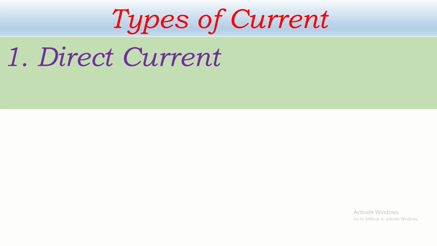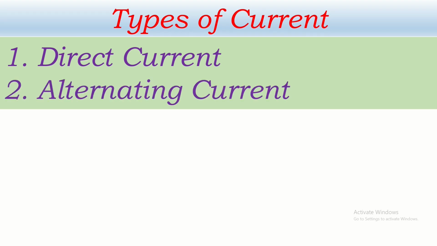Today I want to talk about alternating current and direct current, shortly called AC and DC. Exactly what are they? Let's talk about them. Current is divided into two types according to its direction of flow in the electric circuit. One is direct current, DC, and another is alternating current, AC.